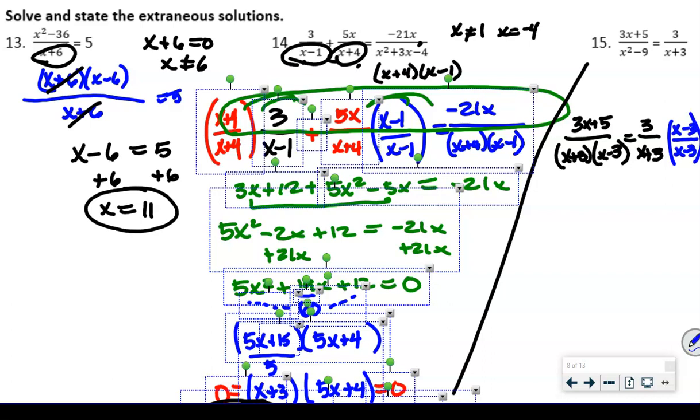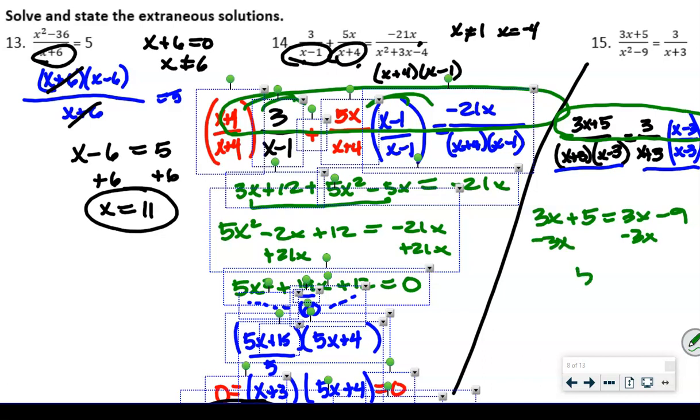Now, again, we have this common denominator now. Same thing here and here. So all we have to do is the numerator. Okay, y'all see that right there? So that means we've got 3x + 5 = 3x - 9. Wow, well, what happens when I subtract this 3x from both sides, guys? We get 5 = -9. Is that a true statement? No. So this one has no solution.